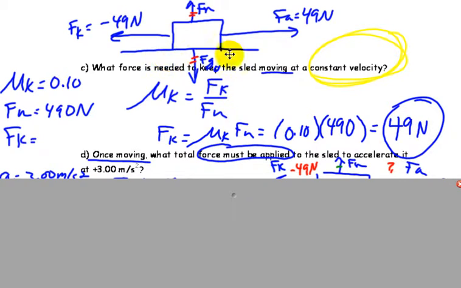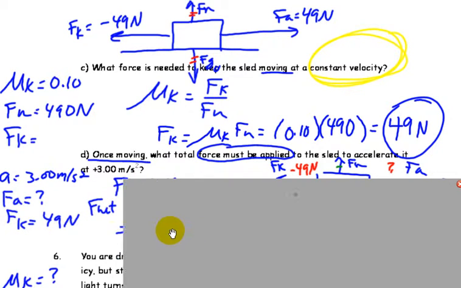So once it's moving, if I apply 49 newtons, I offset the friction force and it keeps moving. Once moving, what total force must be applied to now accelerate the sled? 3 meters per second squared. So now it's like our previous questions. It's moving. We know what the friction is. What force do I need to apply to accelerate it?